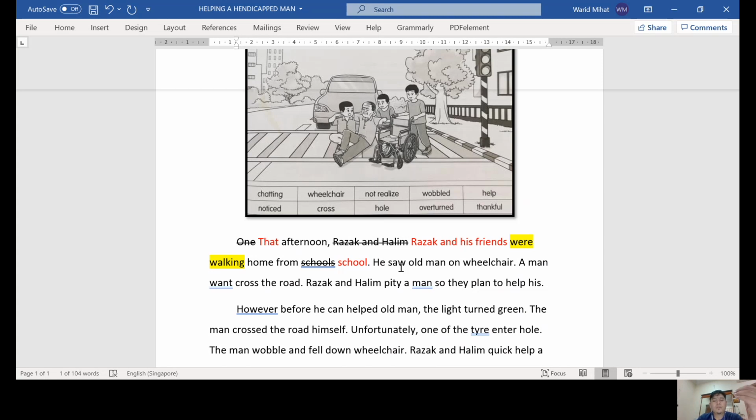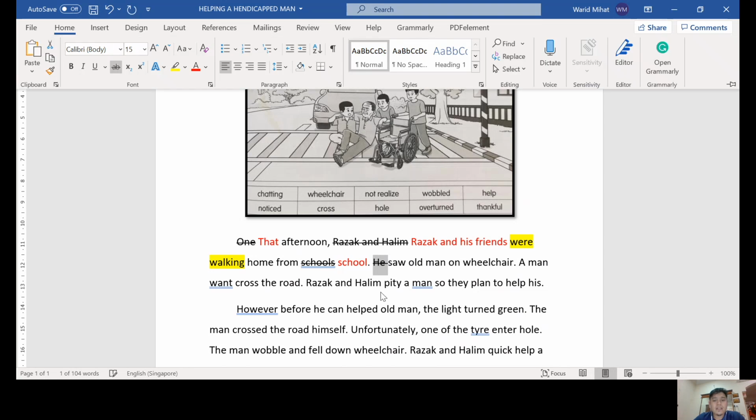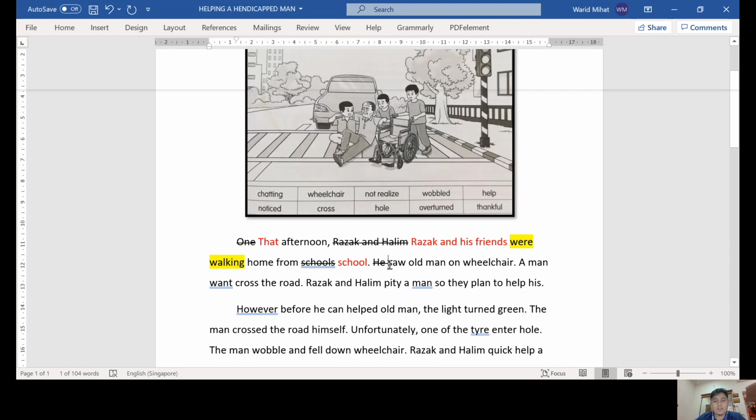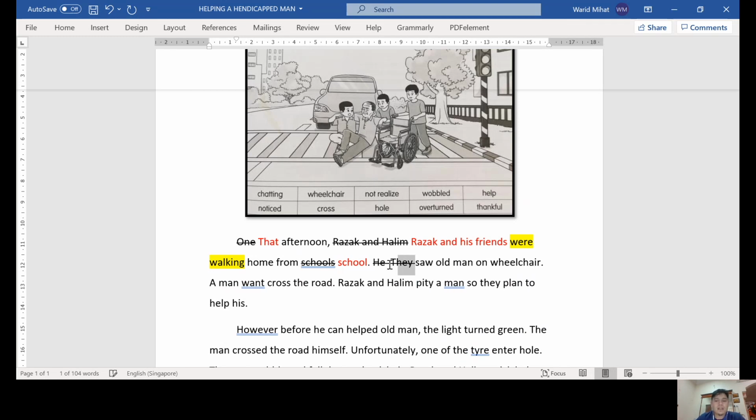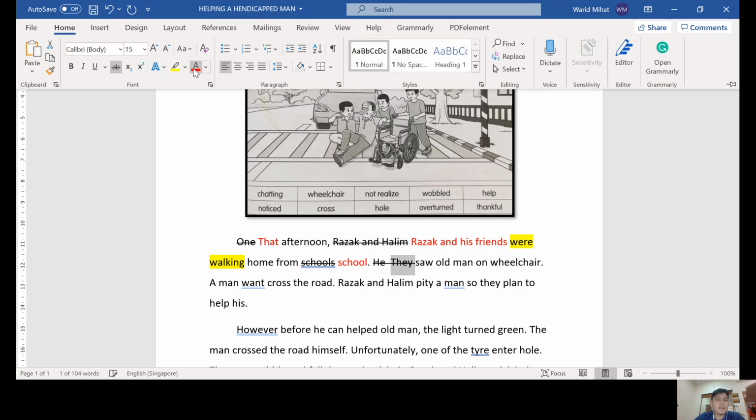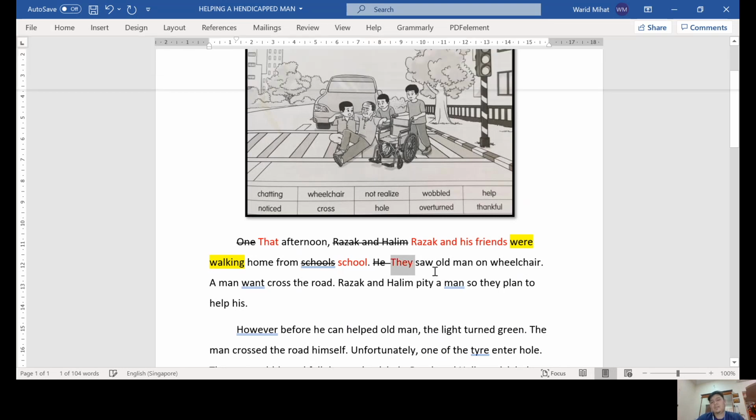So in order to avoid your essay being under-scrutinized, definitely the best way is that you make your sentence clear to your examiner. So let's just be consistent. He, tetap payah terima he, because we are talking about Razak and his friend lah. Okay, so instead of using he, we use the word they. Okay, they saw, mereka nampak. I mean, there's nothing wrong with this, but let's just be consistent. Because dalam cerita ni, we are talking about Razak and his friend. So, bila kita guna pronoun, let's use the pronoun that corresponds to Razak and his friend. Okay. So, they saw old man on wheelchair. Okay. Mereka nampak orang tua atas kursi roda.